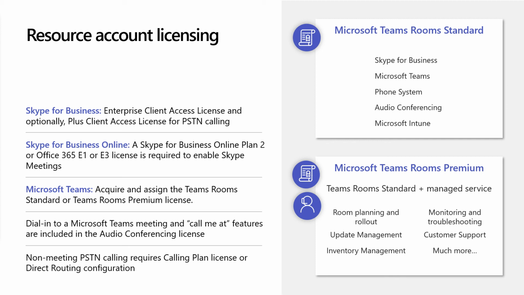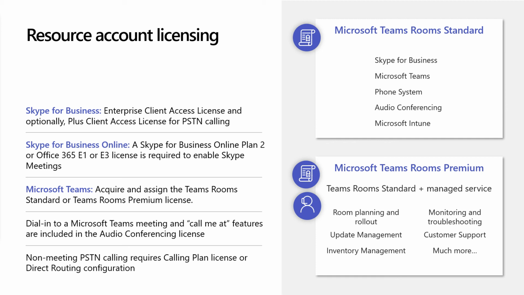This license also includes everything in the standard license. If you are Skype for Business on premises, you will need to assign an Enterprise Client Access license, and if you intend to use enterprise voice features of Skype for Business, you'll need a Plus Client Access license. Dial into a Microsoft Teams meeting and Call Me At features are included in the audio conferencing license. Dial into Microsoft Teams meetings as if someone is remote or driving and they want to join with a mobile phone. They would then dial the phone number and be able to join the meeting.